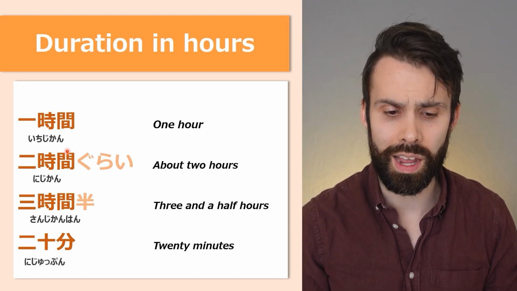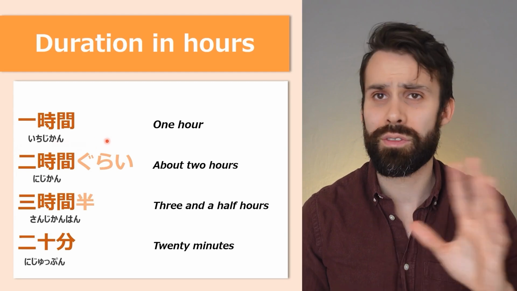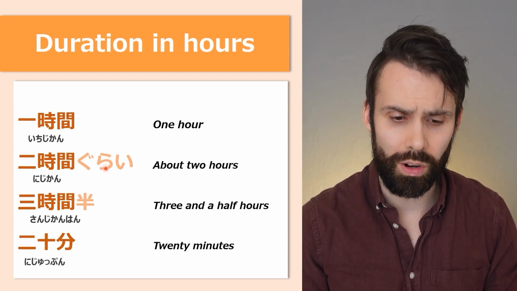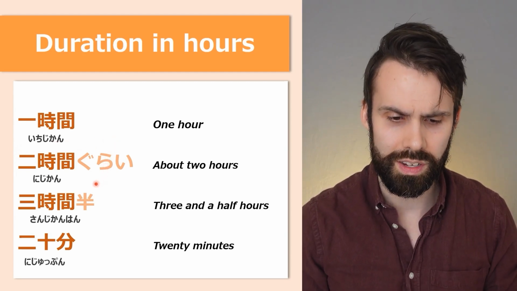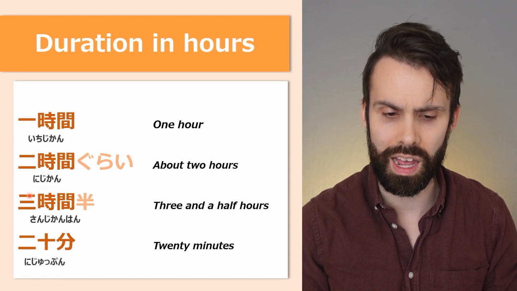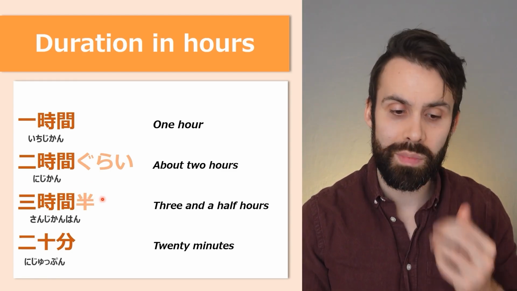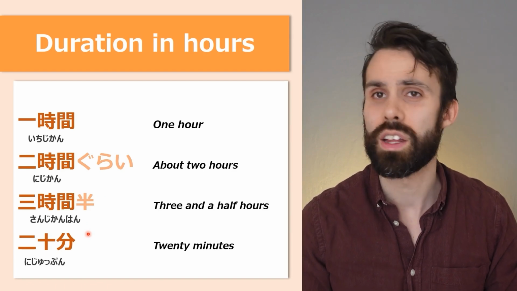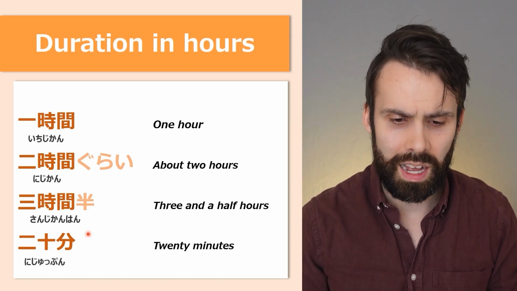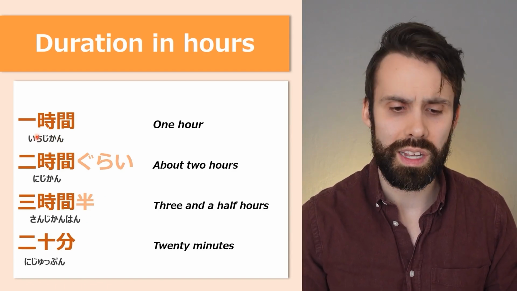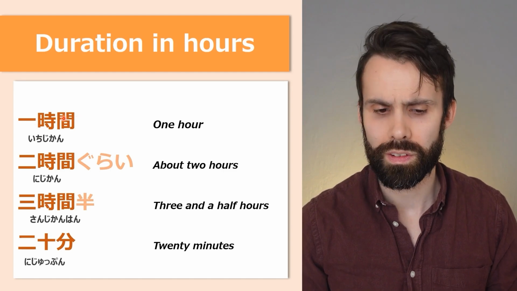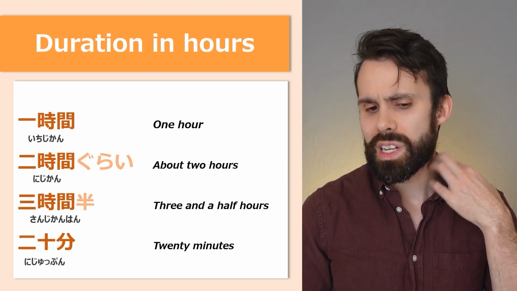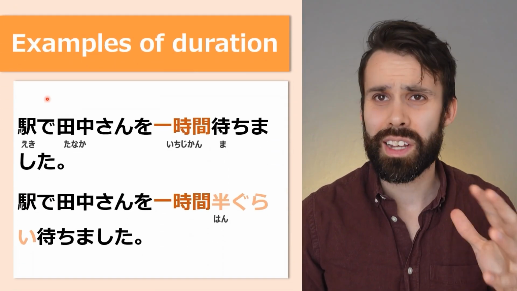So 2時間くらい. And if it's a half an hour as well, that also comes after the 間. So 3時間半. So 3.5 hours. And then when we have minutes, it's just 20分. So if it's 20 minutes, 20分. 10分 if it's 10 minutes. And if it's 1 hour and 20 minutes, it would be 1時間20分. Right? And we can use it like this, and it doesn't take a particle.